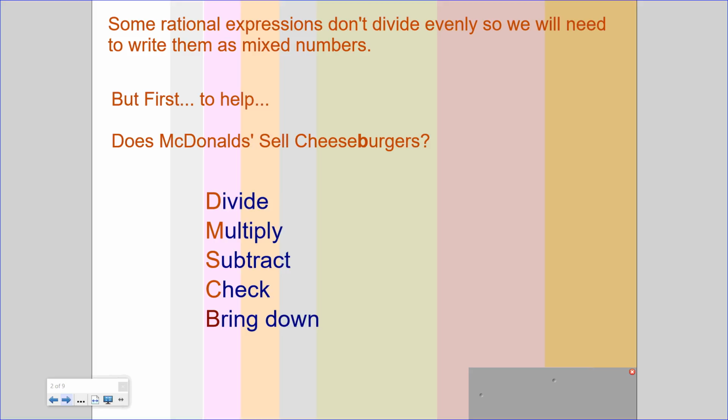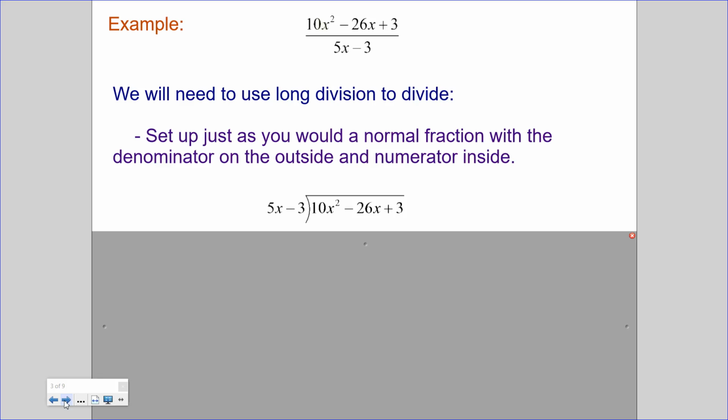If DMSCB helps you, then please, by all means, write it off to the side, DMSCB, and check it off as you're going through your process so you don't lose where you are in your long division. So today we're going to look at dividing polynomials. So I've got 10x squared minus 26x plus 3 divided by 5x minus 3. And so I have a trinomial actually divided by a binomial. To do this, we're going to need to use long division.